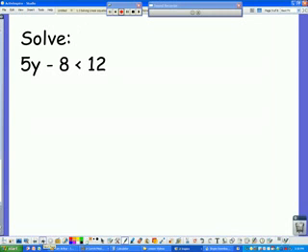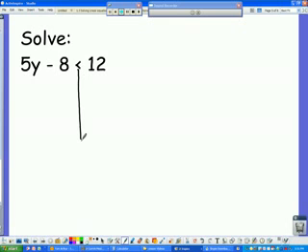Now, whenever we get to solve these, solve 5y minus 8 is less than 12, you're going to do this just like we did when we were solving equations. So the first thing is, just like we did on equal signs, the less than sign works as our boundary.